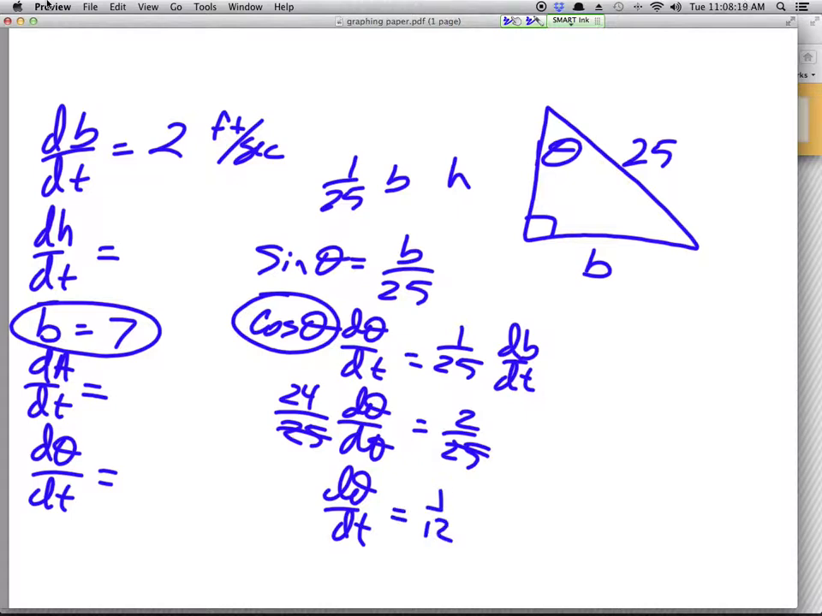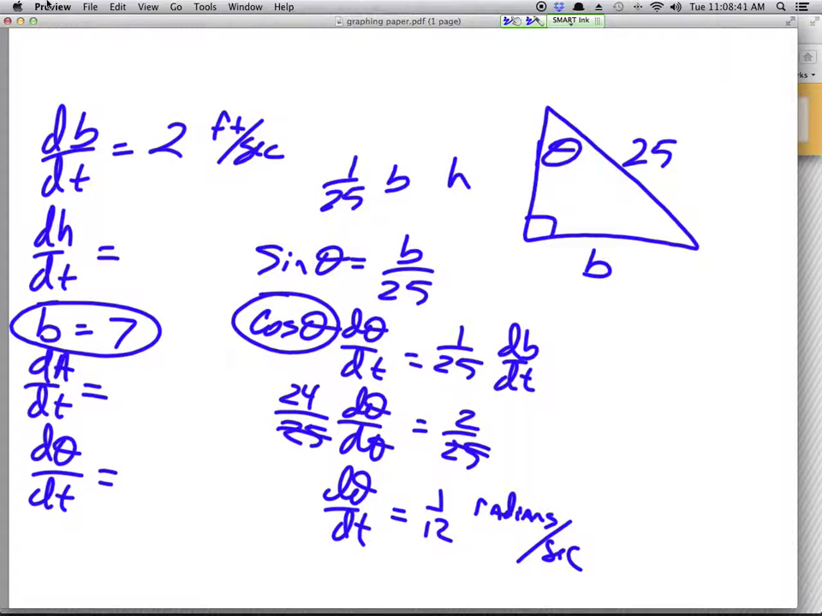What would my units be? Not degrees. In calculus, we use radians. So it's radians per second. Why do we use radians? Because we're in calculus. We'll get into it later.